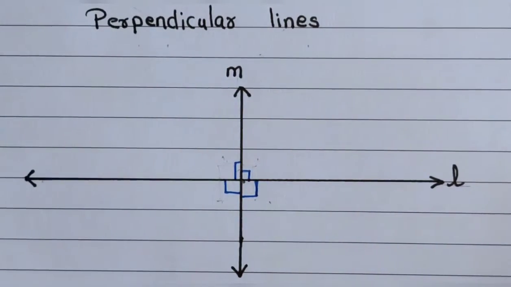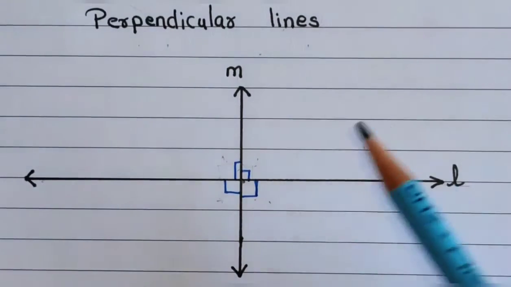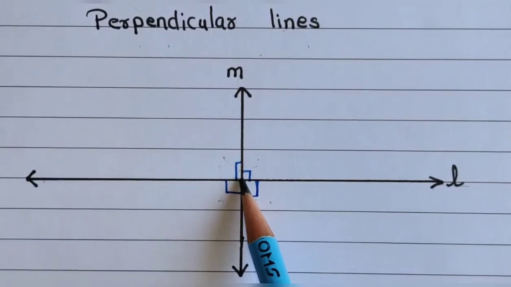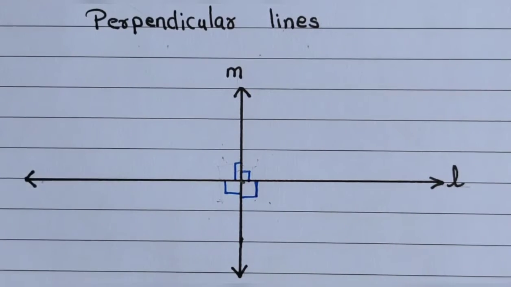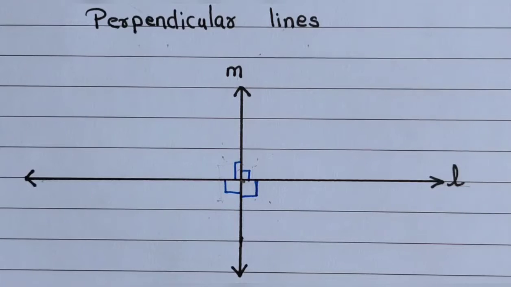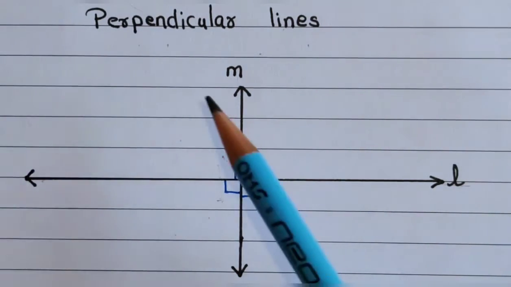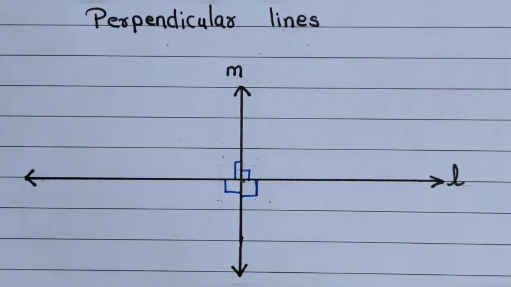perpendicular lines. So what are perpendicular lines? The lines which are intersecting at a point and forming 90 degree angles in all 4 directions, right? All the 4 parts are 90, 90, 90, 90. Then such lines are called perpendicular lines. What's next? Let's see.